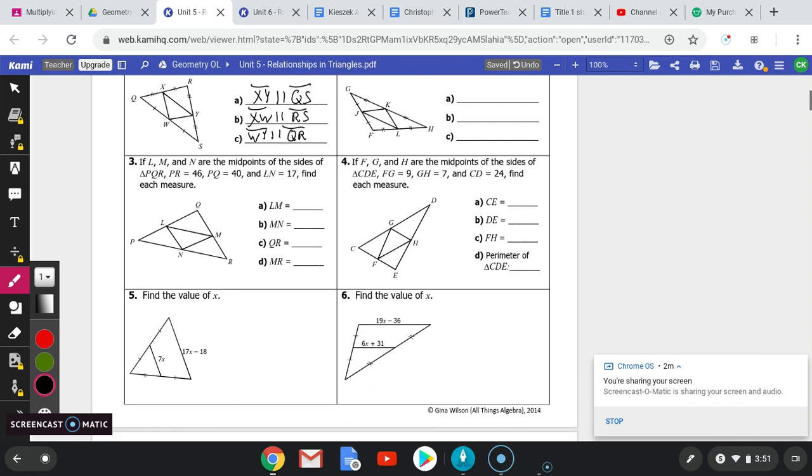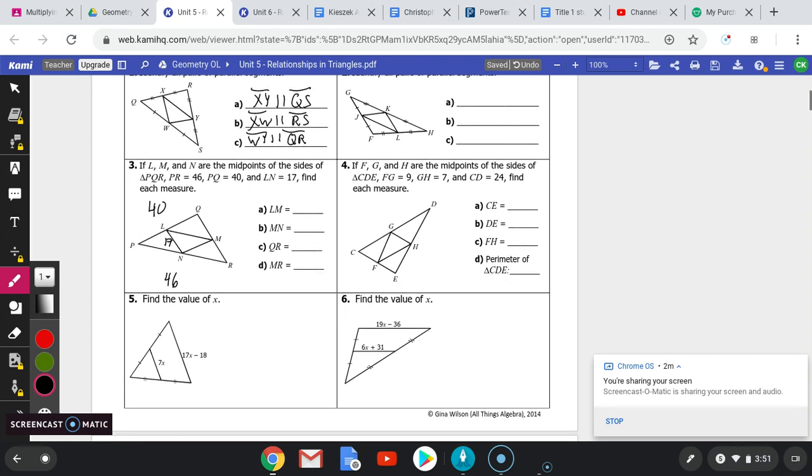Number three, if L, M, N are all midpoints of the sides, we got PR is 46, so the whole thing here is 46. PQ is 40. LN is 17. Then I want to find the missing parts. So LM. What's LM going to be? Well, LM is going to be 23. Why? Because LM is the mid-segment in my figure here, and it's going to be half as long as the side it's parallel to.